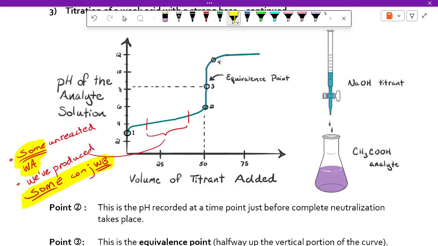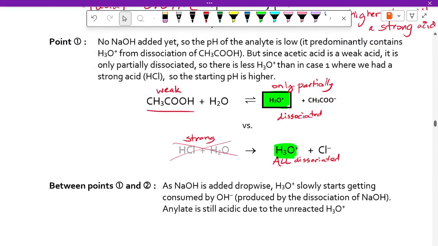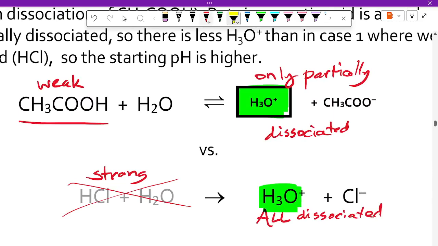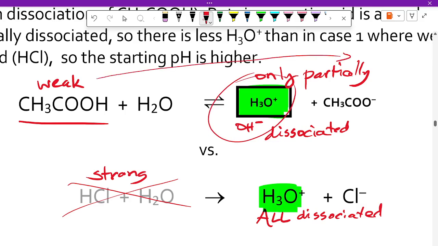You don't get a buffer region in strong because you can't have an equilibrium with a strong acid, right? Okay, let's go back here. When OH- gets added, it's going to react with that. What's going to happen is this equilibrium is going to shift to the right. What are we going to make? Conjugate weak base.